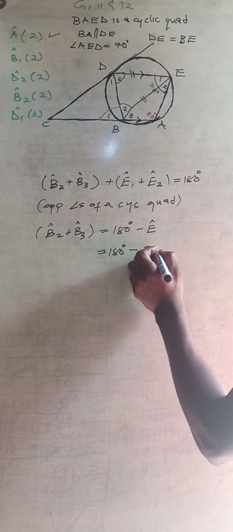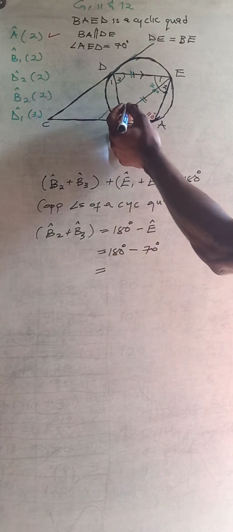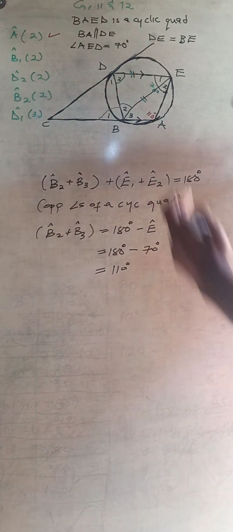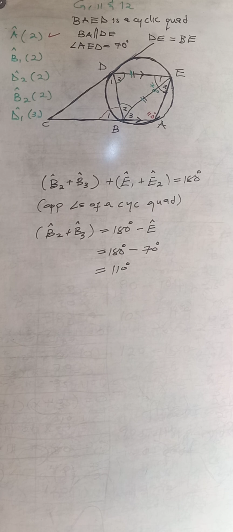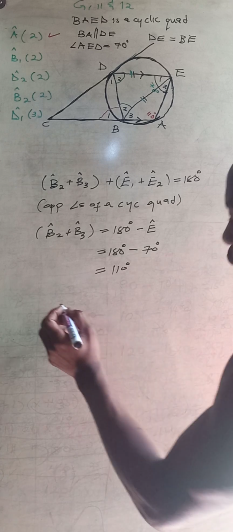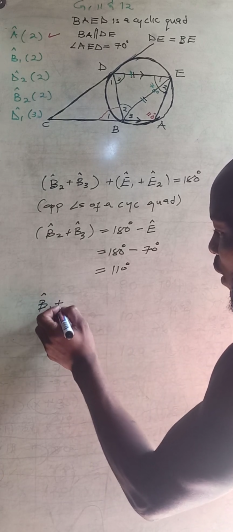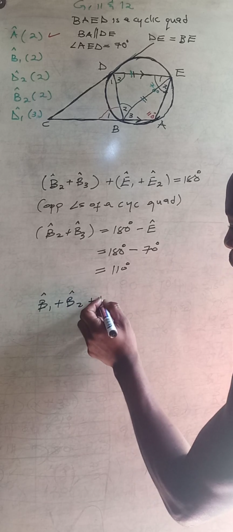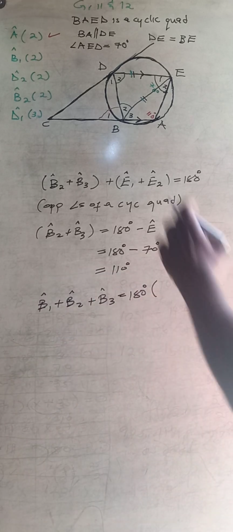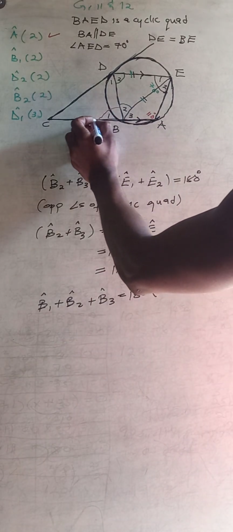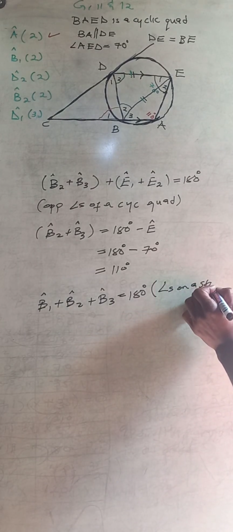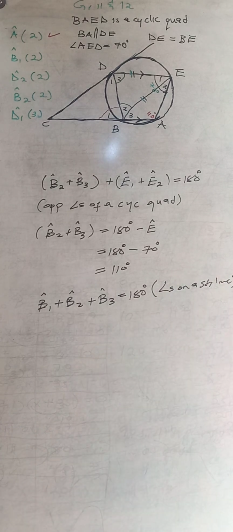It was given, they said it's 70 degrees. Then it says this angle B inside the cyclic quad is 110 degrees. Why? Because the opposite angles of a cyclic quad are supplementary. But we are not looking for this angle. We are looking for this angle B1, right? If we say angle B1 plus angle B2 plus angle B3, we expect them to give us 180 degrees, right? The reason being that they are angles on a straight line.